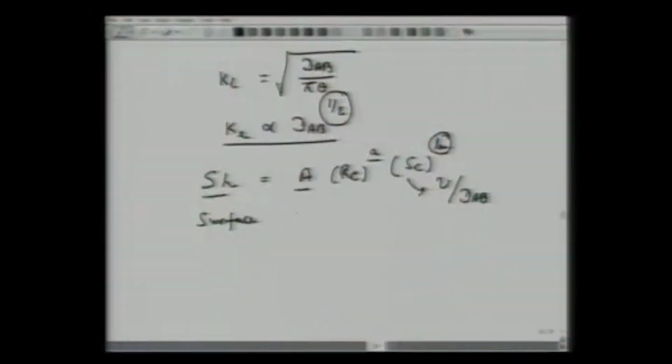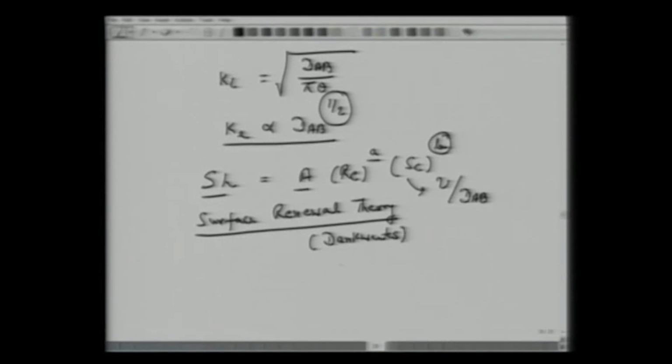Okay, the third, an extension of this. We said that besides penetration theory, there is another theory which is surface renewal theory. Surface renewal theory is a bit more realistic than penetration theory, although the main postulate here is the same. This theory was actually proposed by Danckwerts.